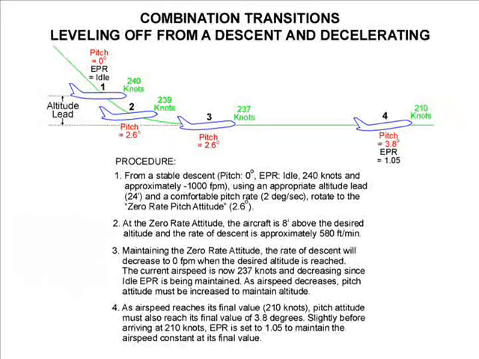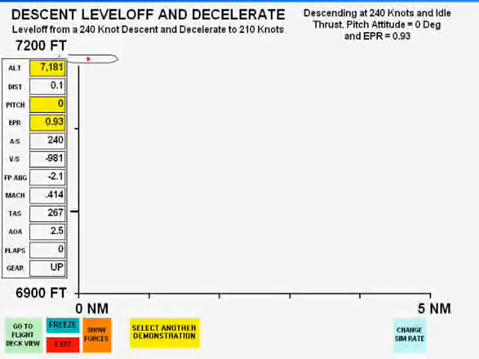This transition shows the precise capture of an altitude from a descent, followed by a deceleration to a slower airspeed. The data plot view will be shown first, followed by the same transition shown in the flight deck view. The initial descent is at a pitch attitude of 0 and idle thrust.